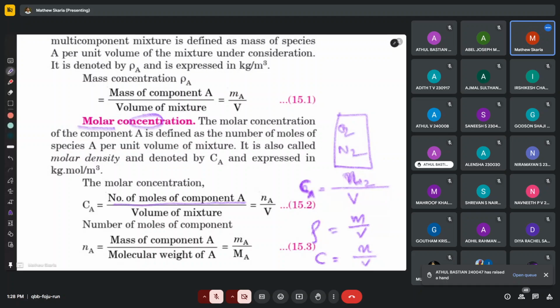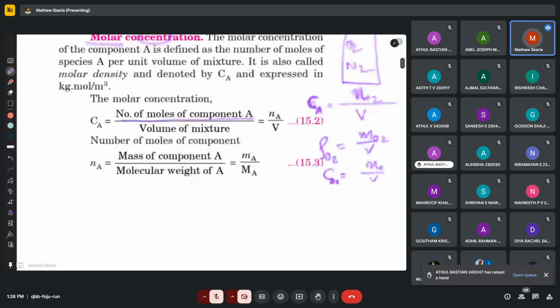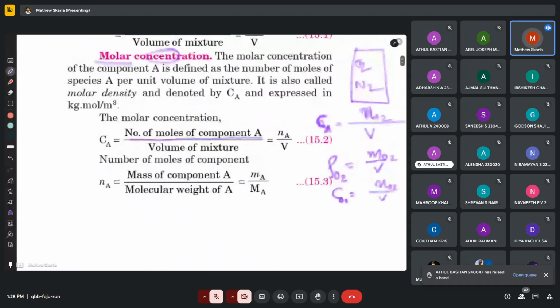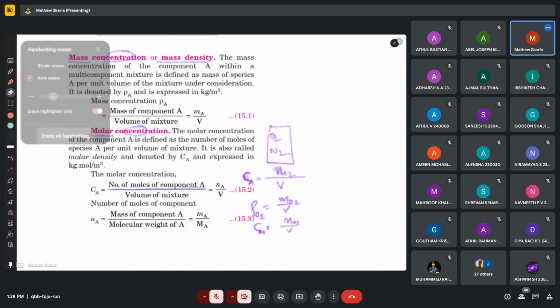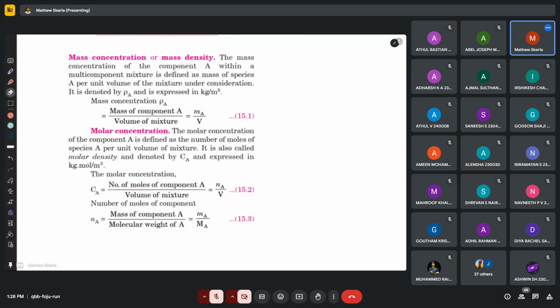Now coming to a species, for example oxygen. So here it is the number of moles of O2 divided by the given volume. The concentration of oxygen is equal to the number of moles of oxygen divided by the total volume. So that is the difference between the mass concentration and molar concentration. Mass concentration is the mass of species A, while in molar concentration it is the number of moles of species A divided by the total volume.